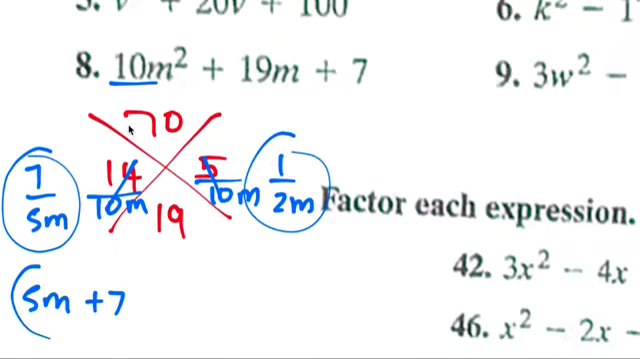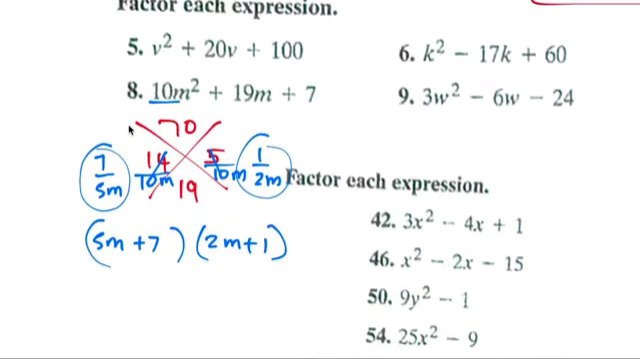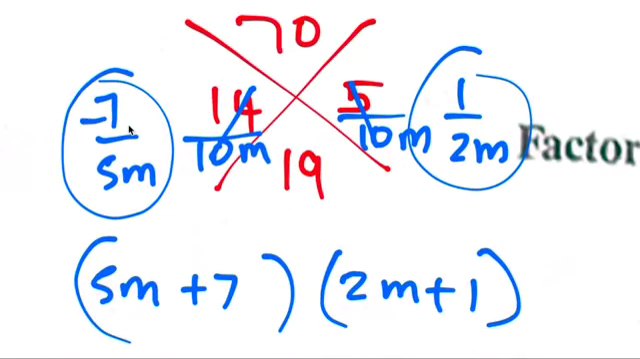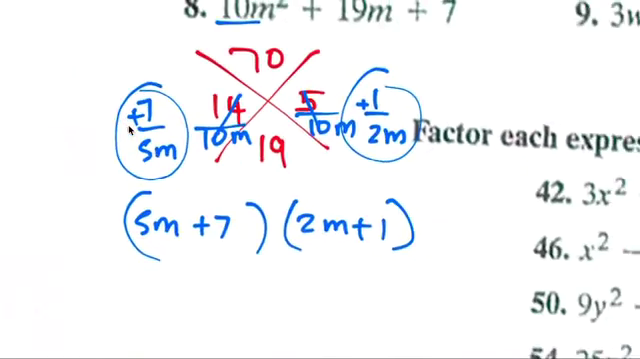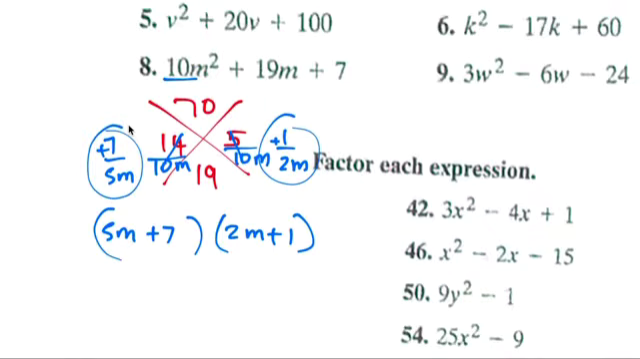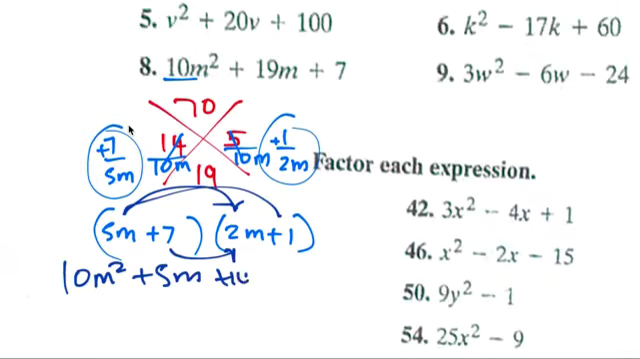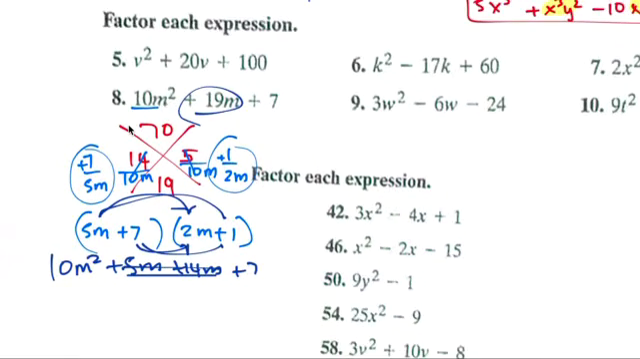And then 2m plus 1. Check your answer. This is 5m plus 7 plus 1. Check it, make sure you did it correctly. Sometimes you remember your steps wrong. 10m squared plus 5m plus 14m plus 7. And combine that to get your 19 here. Yeah, that's correct. So your answer is this one here.